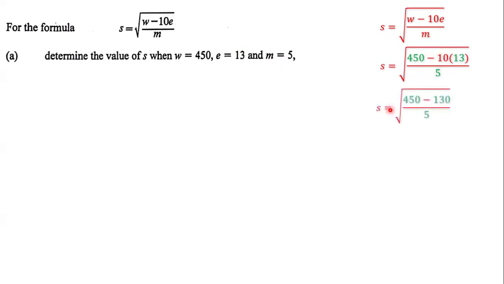The first thing that we're going to do is say 10 times 13, and 10 times 13 is 130. So we have 450 minus 130. Next, 450 minus 130 gives us 320. And then we say 320 divided by 5, and 320 divided by 5 is 64. So we have the square root of 64. So S is equal to the square root of 64, and the square root of 64 is 8. So that means that S is equal to 8.